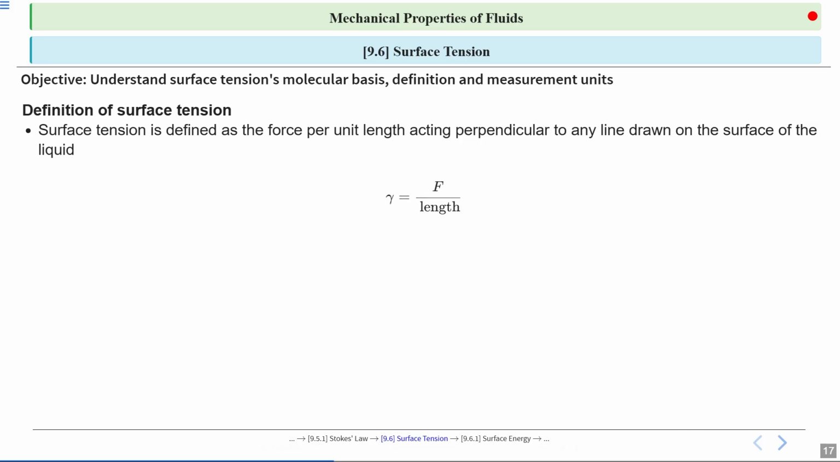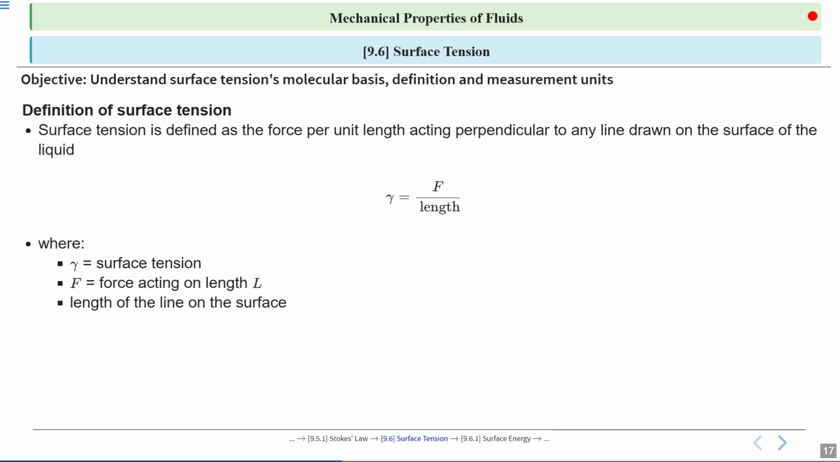So we can express surface tension with the simple formula gamma equal to F by L, where gamma is surface tension, F is the force acting on the length L, and L is the length of the line on the surface. SI unit is Newton per meter or joule per meter square.